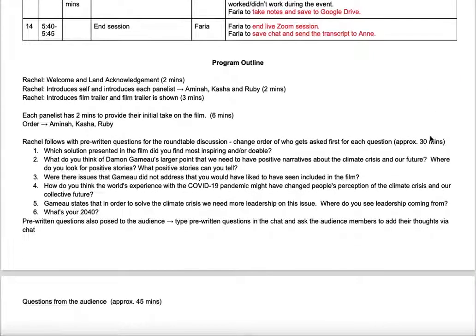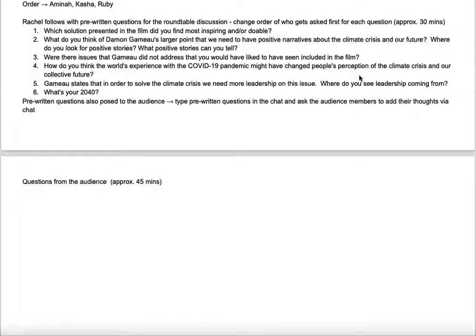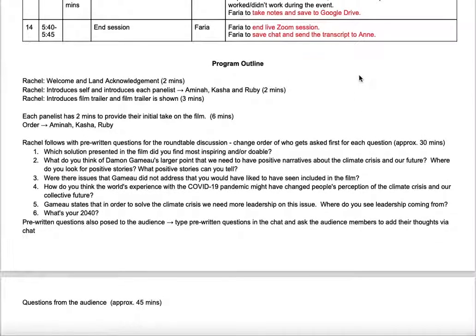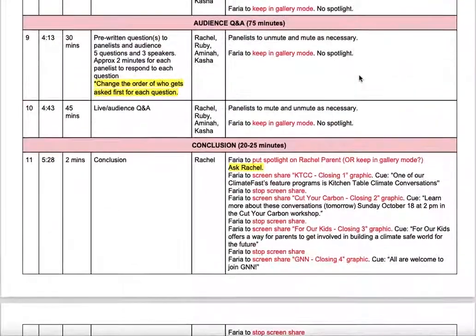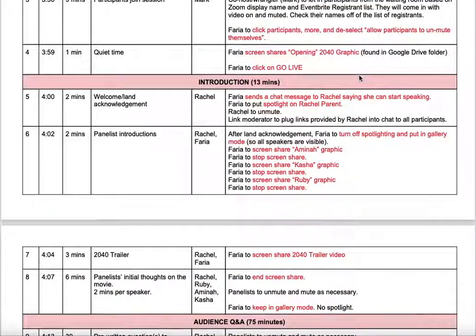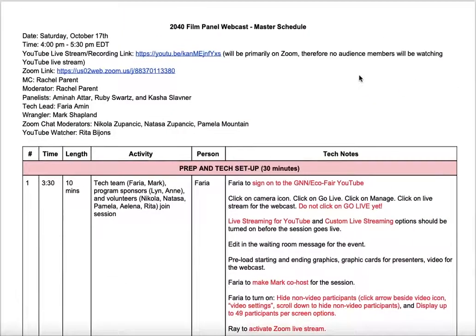But in terms of what helped me personally make this master schedule, it was the program outline. The organizer sent this over to me, and I had an idea of what specific questions would be asked during the Q&A, and this really helped me shape the master schedule. In terms of prep, the master schedule will definitely take you the longest time. So make sure that you do set aside some time to work on this because it is probably the most time-consuming part in terms of preparing for the actual webcast.